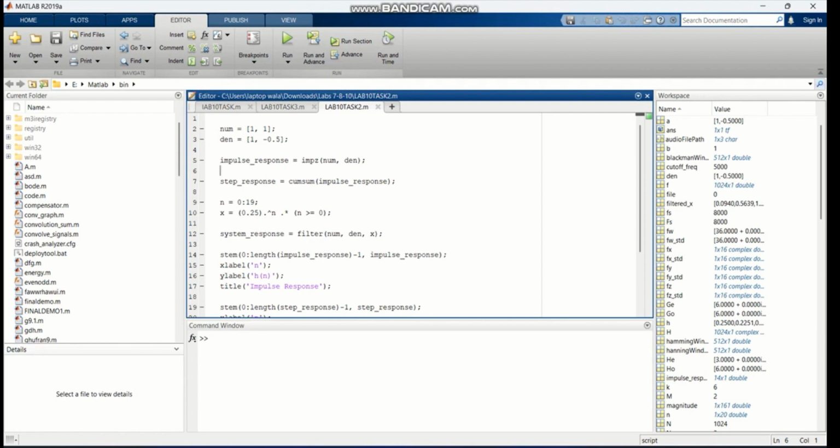Lab 10 of DSP. In this lab, task 1, we have to find the system response.